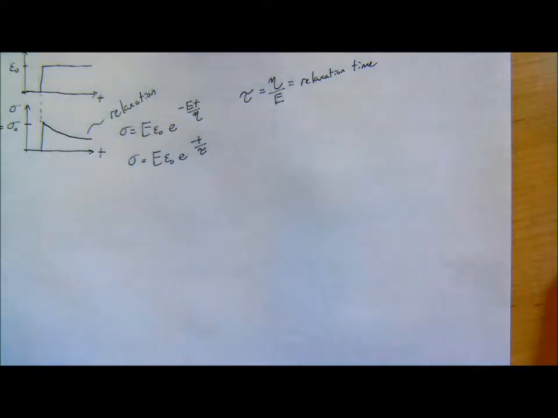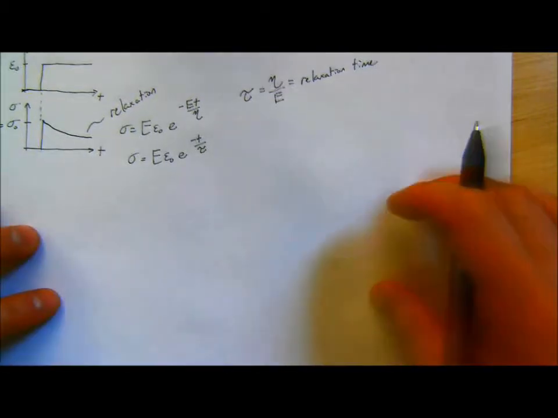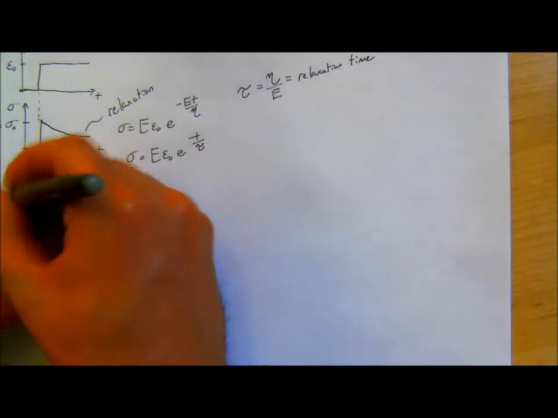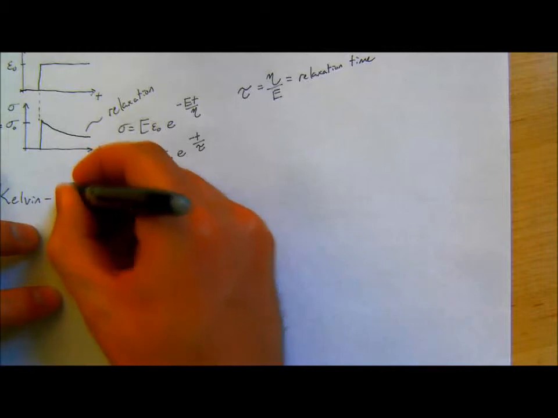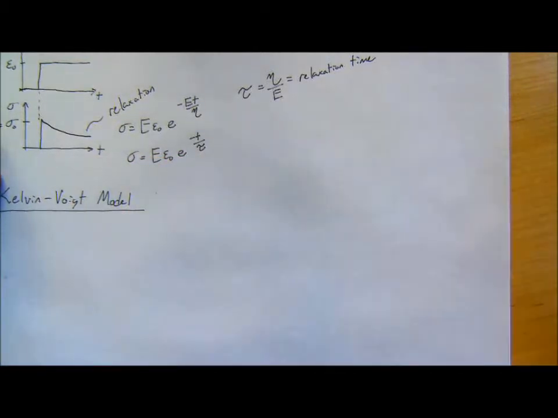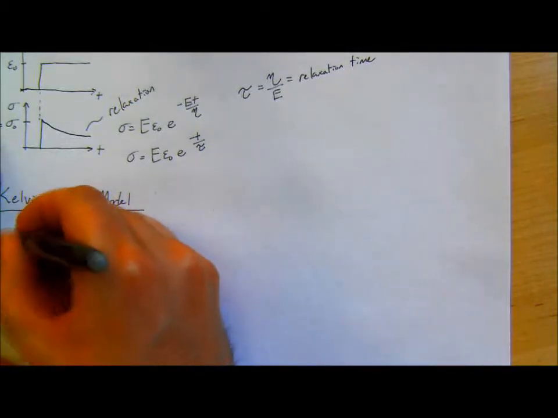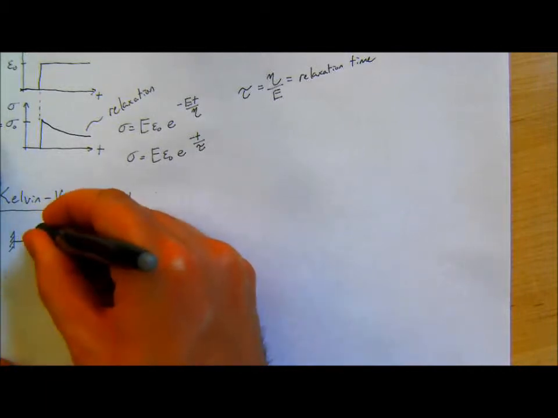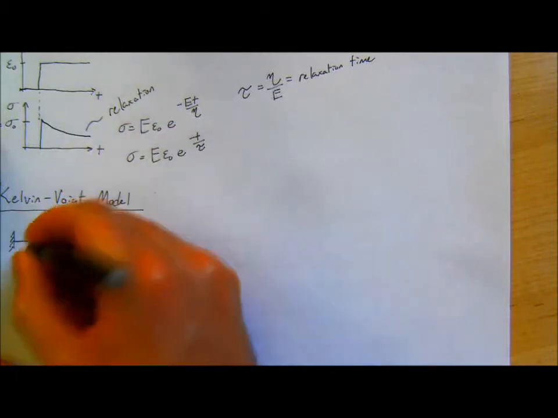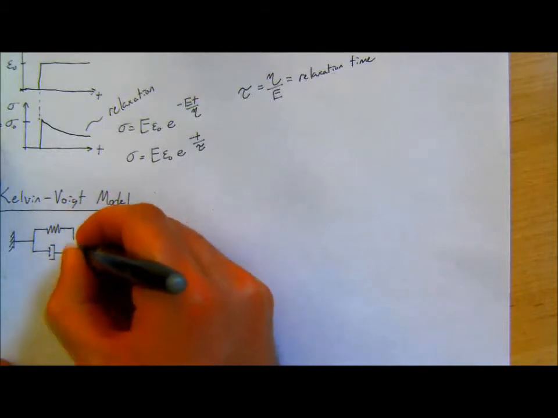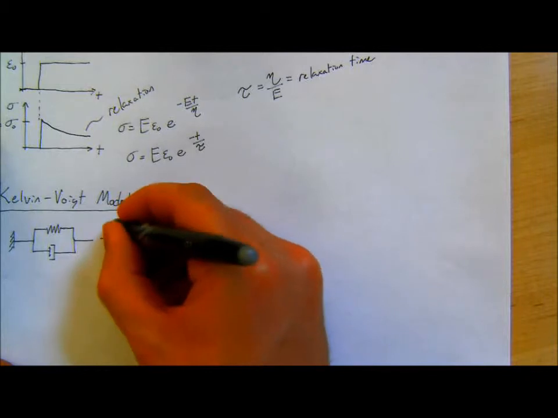Okay, so the other simple representation model is what's known as the Kelvin Voigt model. For the Maxwell model, we've had them in series. The next logical thing to try is putting them in parallel. So now I'm going to have a spring on one side, a dashpot on the other side, and I want to figure out, again, what the stress and strain are. This has some E, this has some eta.